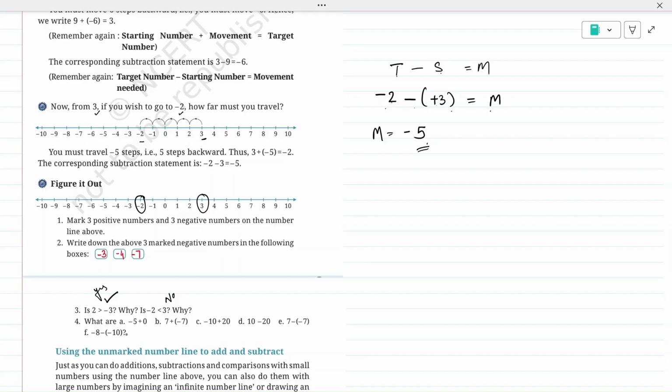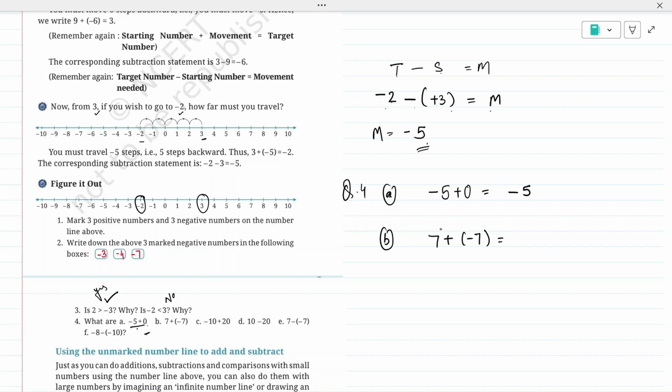Now, A part is -5 plus 0. So what is -5? Starting point, movement is 0. And so, which point will we reach? From -5, I am not moving at all. I am at 0. The answer will be -5 only. So, question number 4, A part, -5 plus 0 will be -5 only.